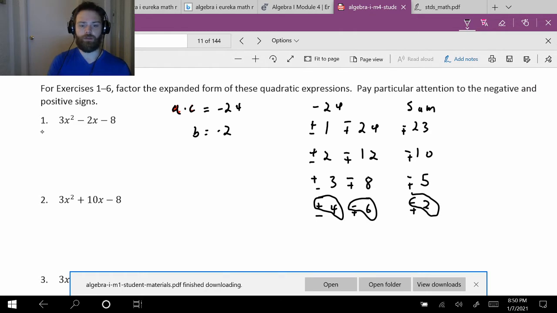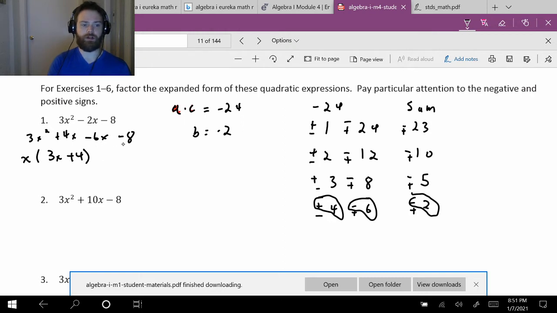So all we do with those two numbers is we come over here and we split up this quadratic. So I've got 4x minus 6x minus 8. So I'm going to factor out the GCF. Now out of the first two terms, you'll find that there's no GCF in the integers. There's only a GCF in the variables. So I can factor an x out. So I'm left with 3x plus 4.